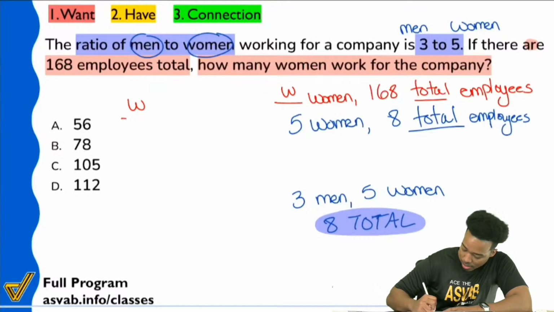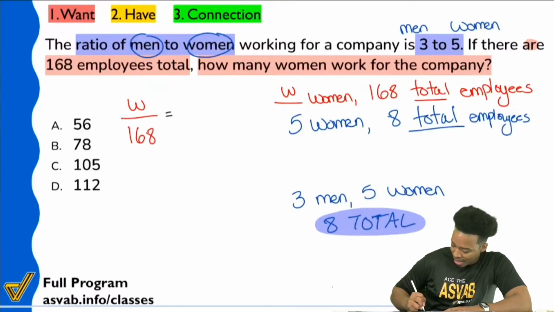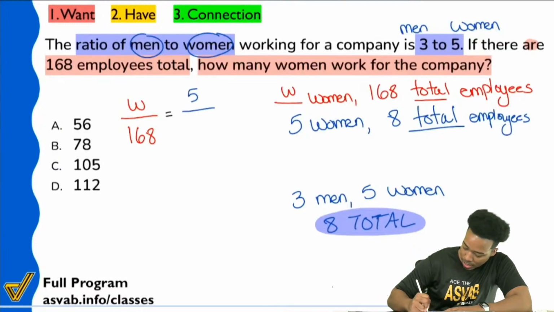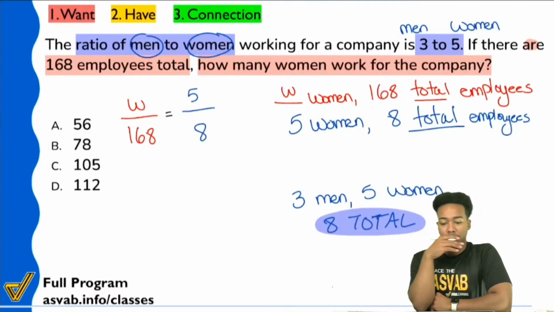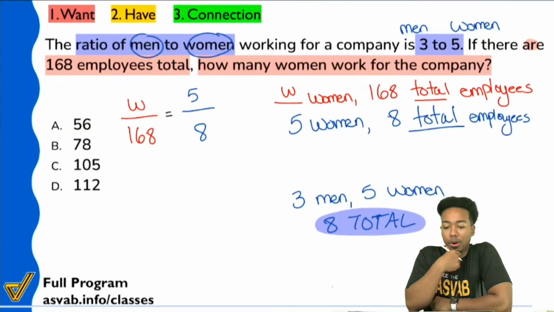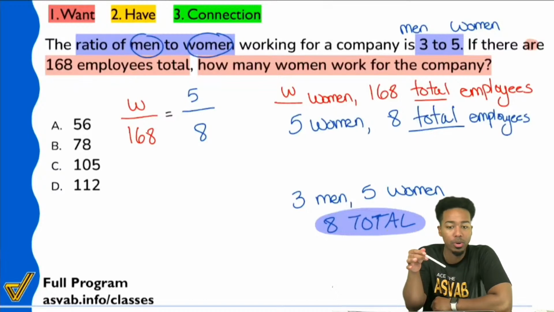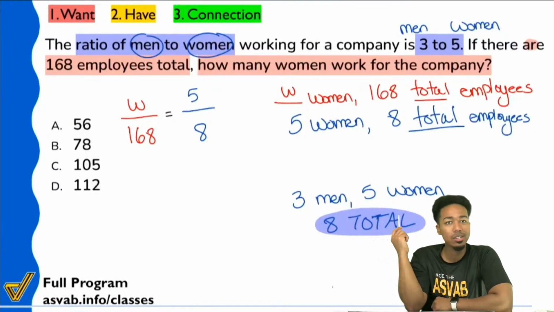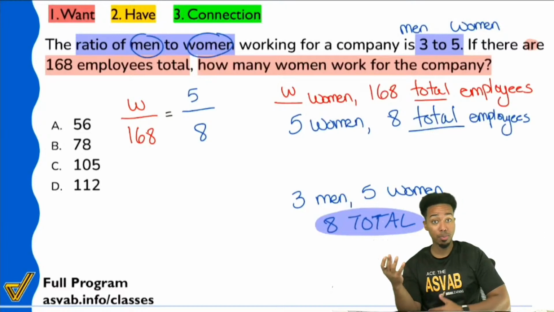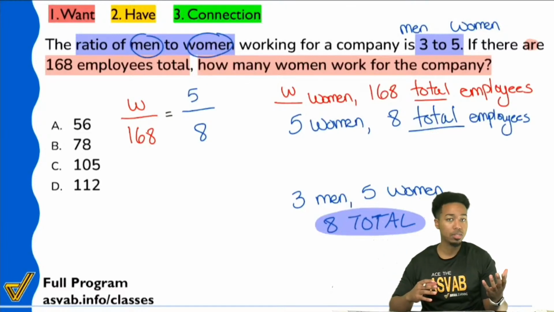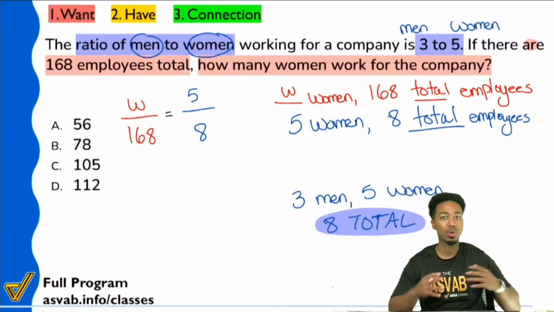W over 168 equals 5 over 8. Does that make sense, my party people? Juan, no, we would not add 8 to 168 because those are 2 separate comparisons. Because the 168 is the actual total number of employees. The 8 total that we got here is 8 parts because it said 3 parts men to 5 parts women. So that means there's 8 total parts or 8 total groups.